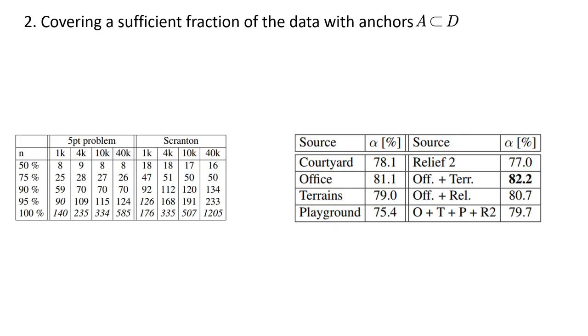And in this table we can see the anchors covering 50%, 75%, 90%, 95%, and 100% of the problem solution pairs. We can also see that when n is equal to 10,000, at 50% and 75%, they got the largest.